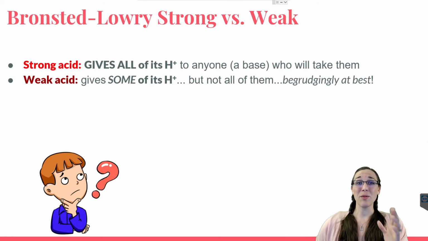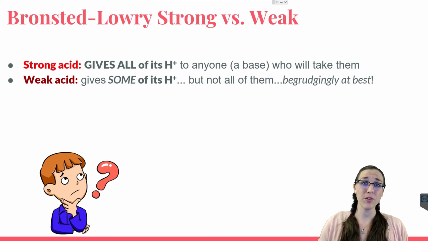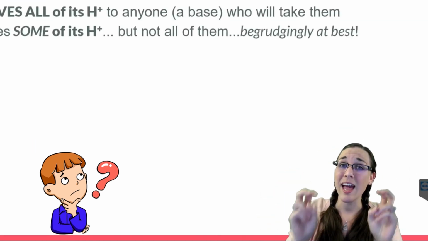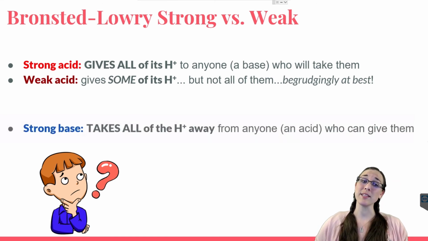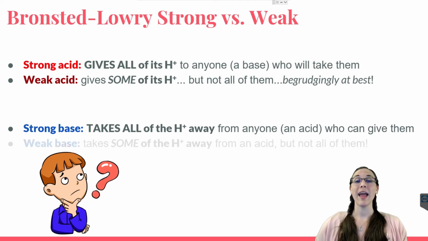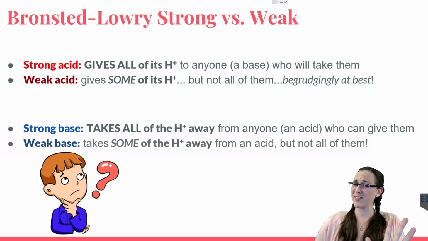But this does not mean that a weak acid is less scary or less caustic than, say, a strong acid. For example, hydrofluoric acid is classified as weak. However, if you were to put your hand in a vat of hydrofluoric acid, you wouldn't really have much of a hand anymore. It doesn't mean it's less dangerous or less scary. It's still a scary, dangerous chemical. But the difference between strong and weak is purely how many H's it gives up in solution. Likewise, with a strong base and weak base. A strong base will take all of the H's away from anyone, i.e. an acid, who will give them, and a weak base will only take some of the H's, not all of them.